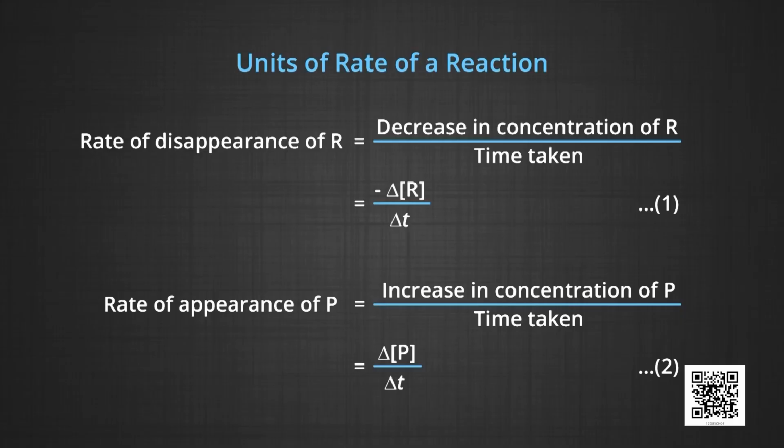The negative sign in equation 1 indicates the decrease in the concentration of the reactant with the passage of time. Since delta R is a negative quantity, as the concentration of the reactants is decreasing, it is multiplied by minus 1 to make the rate of the reaction a positive quantity. Thus, the rate of reaction is equal to the rate of disappearance of R, or it is equal to the rate of appearance of P. You can say minus delta R by delta T equals delta P upon delta T.